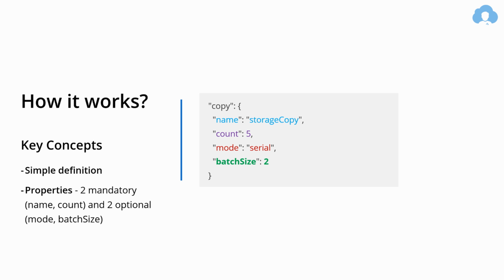And if you want to create a dependency on this loop and wait for all the deployments to be finished, simply type the name of the loop in the dependsOn section.